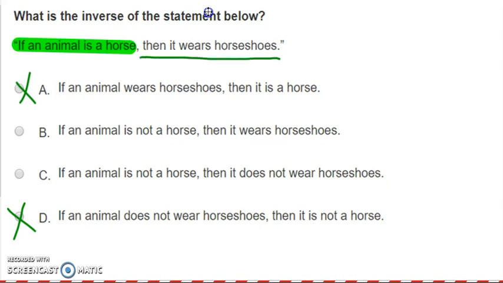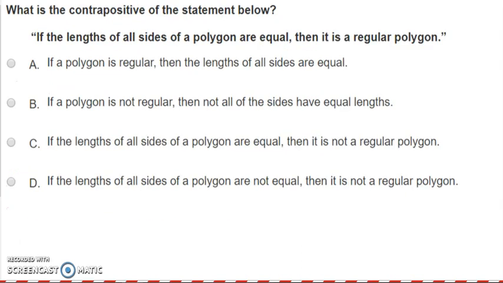Then I say, all right, then it wears horseshoes. In other words, what would negating it do? You'd say it's not wearing horseshoes. Well, this one says not wearing horseshoes. My answer is C. What is the contrapositive of the statement below?